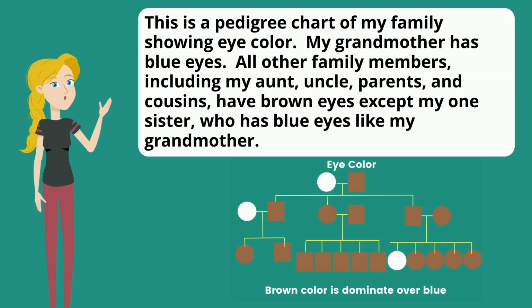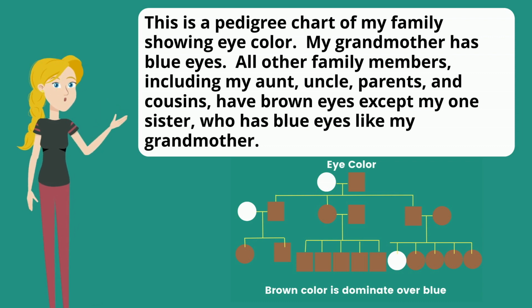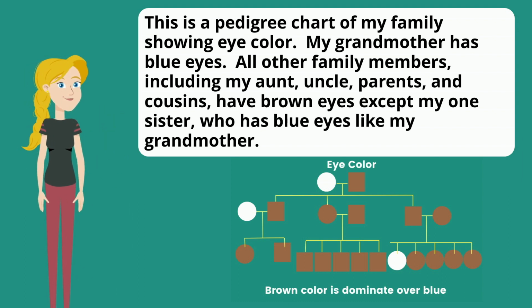So this is a pedigree chart of my family showing eye color. My grandmother has blue eyes. All other family members, including my aunt, uncle, parents, and cousins, have brown eyes except my one sister, who has blue eyes like my grandmother.